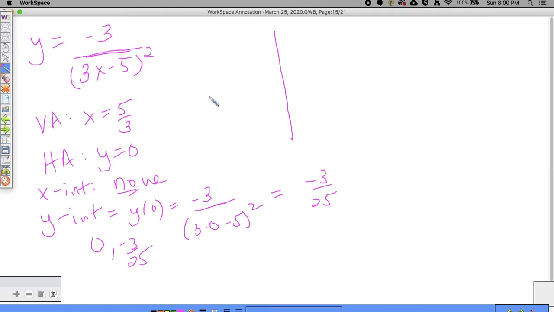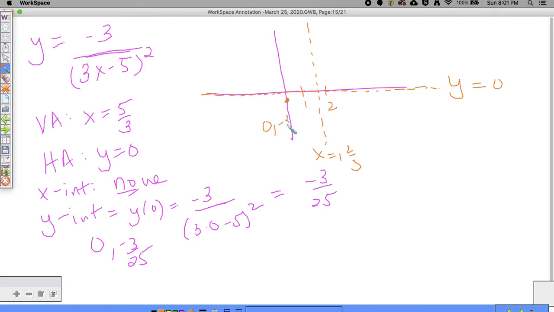So now when I go to graph this thing, I'm going to change the colors because I can. So that's 1 2/3. We'll call this 1, and we'll call this 2 over here. So that's x equals 1 2/3. My horizontal asymptote is y equals 0. There are no x-intercepts, and it makes sense because your horizontal asymptote is zero. And then your y-intercept is going to be over here at 0, comma, negative 3/25.